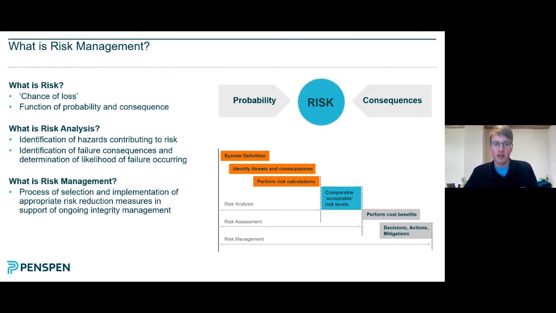Risk analysis is the identification of hazards contributing to risk, and then the identification of the failure consequences and determination of the likelihood of that failure occurring. And then risk management overall is the process of selection and implementation of risk reduction measures in support of ongoing integrity management. So we can consider risk management as 3 key steps of estimating, evaluating, and managing risk.